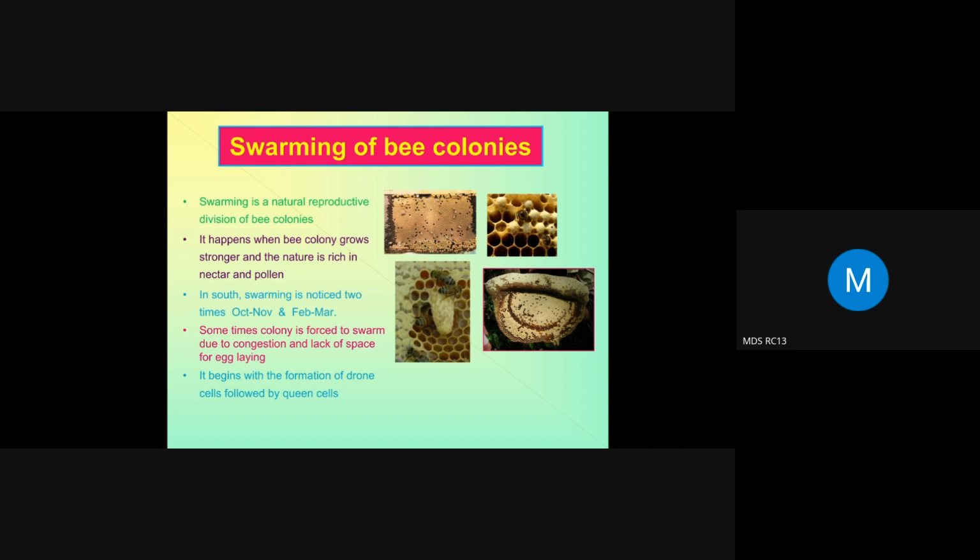Around 1 month before swarming, the process begins with the formation of drone cells. That is, male bees are laid, and they are taken care of. After a few days, the queen cells are also formed. This is the initial observation you have to make, that the colony may swarm in a few days. Just before the emergence of the queen, the swarming may happen.